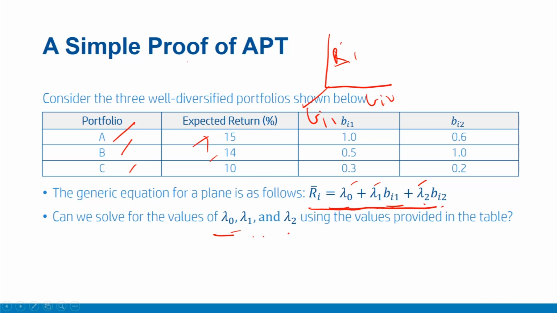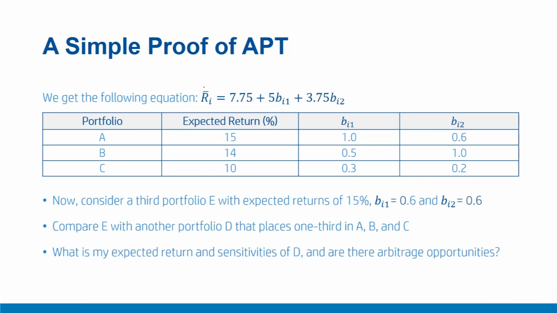Let us do that. Once you solve the equation of the plane using these 3 information points, you get this equation: Ri bar equals 7.75 plus 5 times bi1 plus 3.75 times bi2. This is our equation of the plane. This can be easily solved with any simple calculator, financial calculator or Excel. It's quite easy. We need to formulate 3 equations, one for each of these points, and then solve for the unknowns lambda 1, lambda 2, which are obtained here.